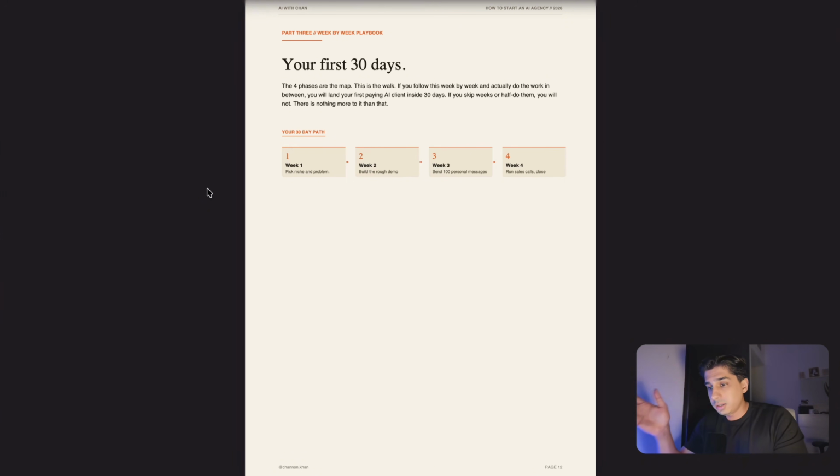So your first 30 days. Now, the 4 phases are the map. What I'm going to be explaining to you now is the walk. If you follow this week by week and actually do the work in between, and honestly, it's hard work, it's never easy, you will land your first paying AI client inside 30 days, I promise you. If you skip or half do them, you will not, and there is nothing more to that. I'm giving you whatever I can give you, and the rest is up to you to actually go and take action.